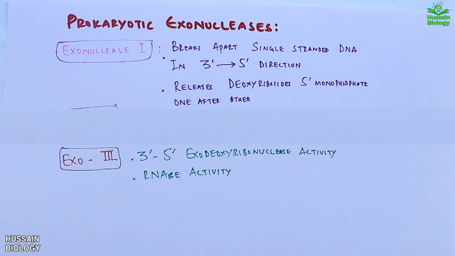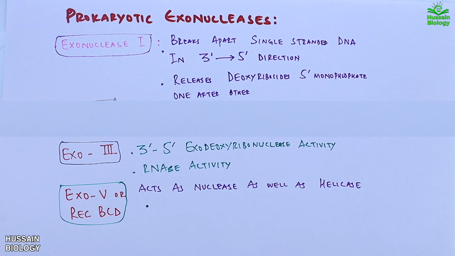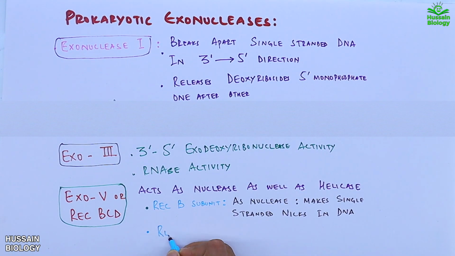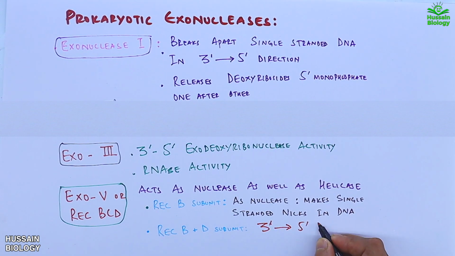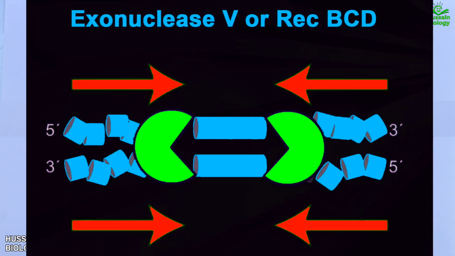Then we have an important exonuclease, that's exonuclease 5 or RecBCD. It acts as a nuclease as well as a helicase. The RecB subunit acts as a nuclease, making single-strand nicks in DNA. The RecB plus D subunit shows helicase activity in the 3' to 5' direction. And this exonuclease 5 shows dual polarity, which means it cleaves linear double-stranded DNA from both ends as shown in the diagram. Like it cleaves DNA from the 3' end as well as from the 5' end. And in that process short oligonucleotides are released as shown in the diagram.